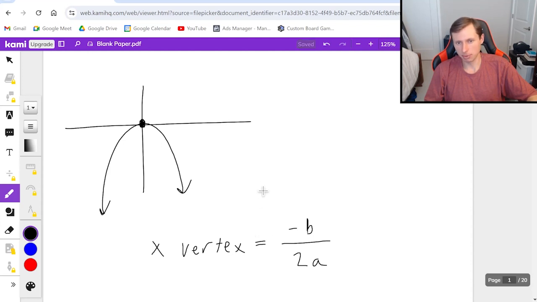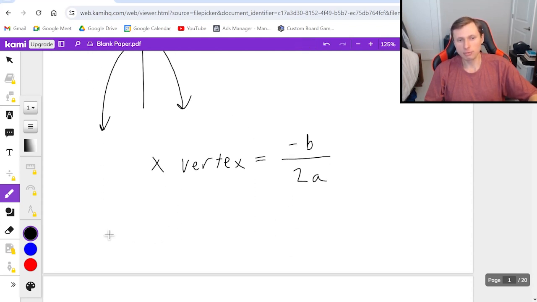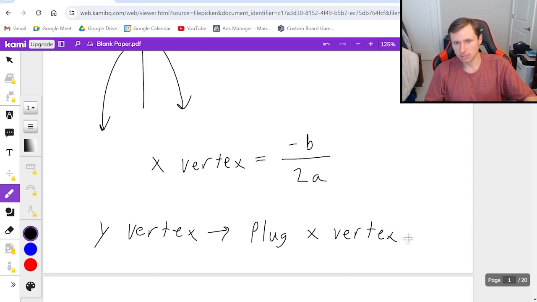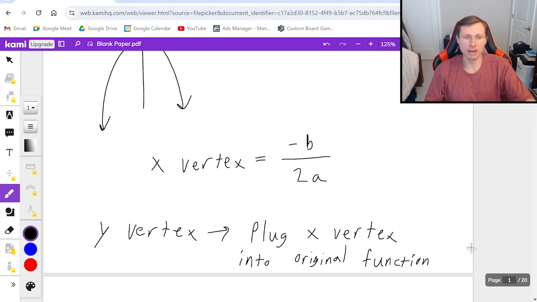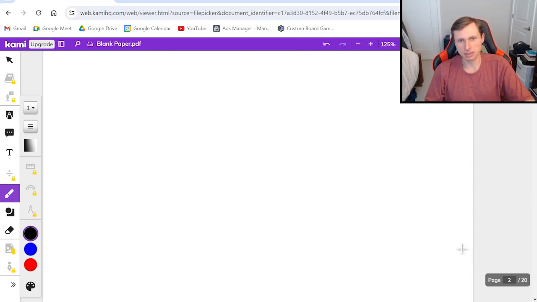And we'll do some examples with finding that. Now, if you want to find the y vertex, this is usually more complicated, you have to plug the x vertex value into the original function. That's the only way you're going to find the y value. And when you get both the x and the y, there you have your vertex. So let's go ahead and look at some examples.